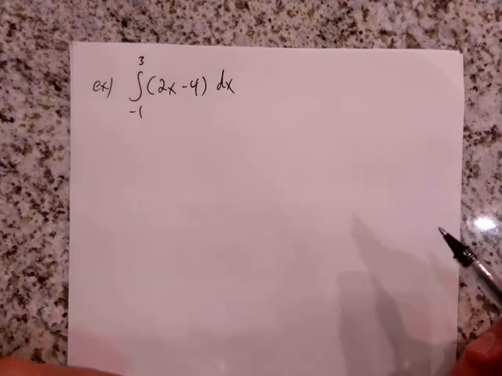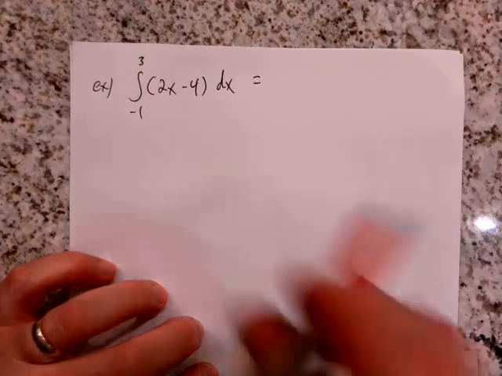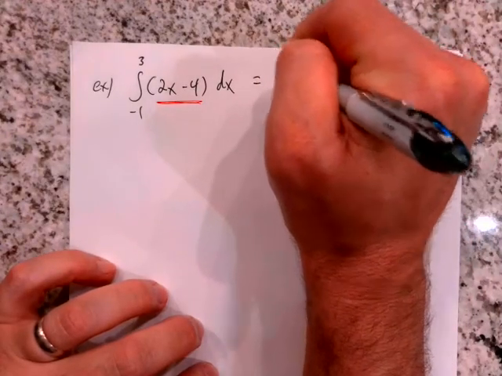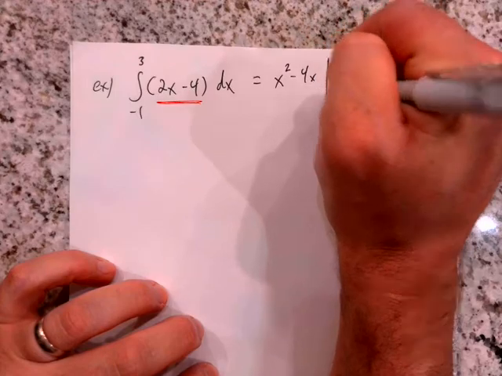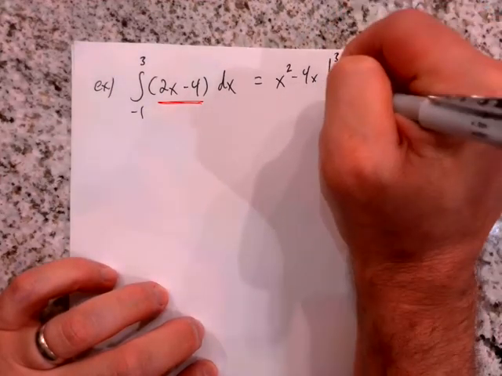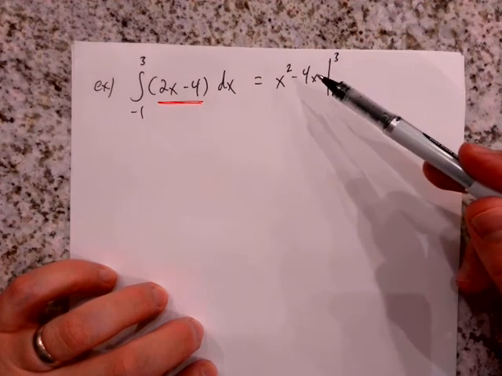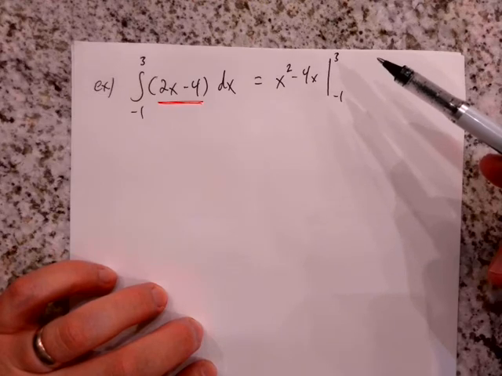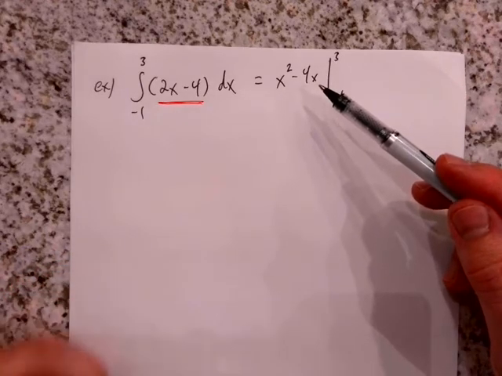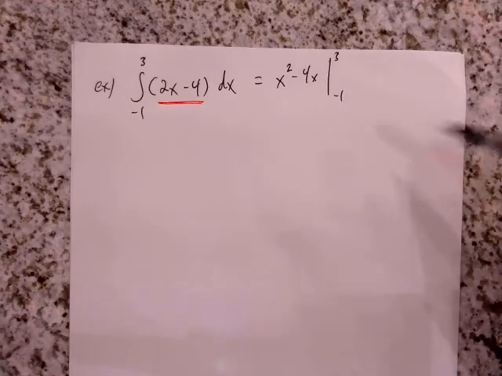So according to part 2 of the FTC, all you gotta do is find any antiderivative of this function right here. So any antiderivative will do. So x squared minus 4x. And we're going to evaluate this at 3 and then subtract the value at -1. This notation means first you plug 3 into it and you subtract the value that you get when you plug in -1. And there's no plus c for the antiderivative because we need any antiderivative. So we choose the one that has plus c equal to 0.